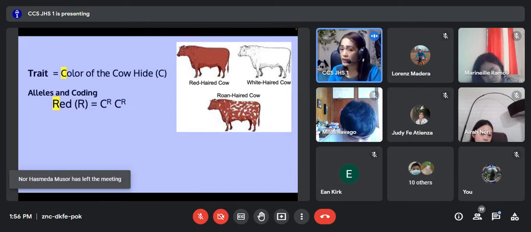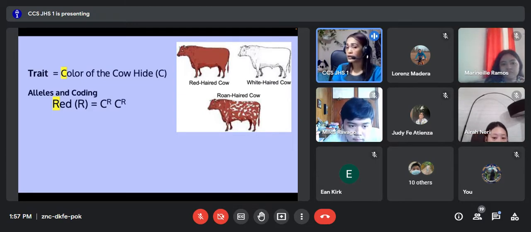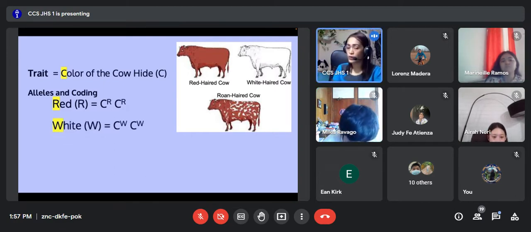Now, how do we write the white-haired cow? How do we write its coding? Anyone who wants to try? If CRCR, that's for red-haired cow, how do we represent a white-haired cow? CW, CW. Okay, perfect. So CW, CW. Now, what about if you have a roan-haired cow? Meaning it has spots of white and also parts of red.